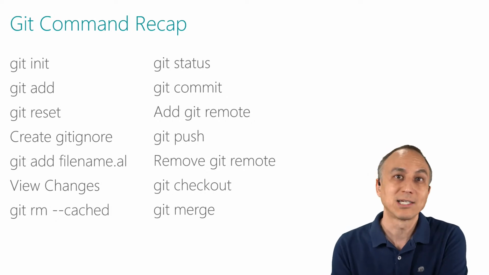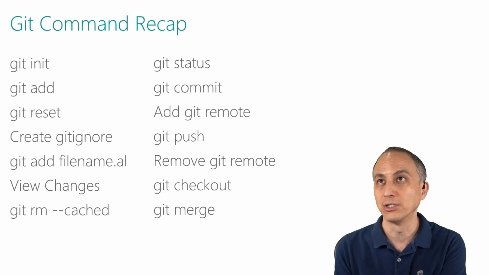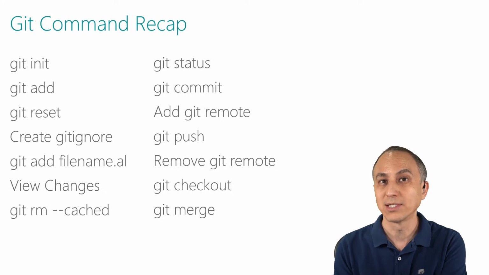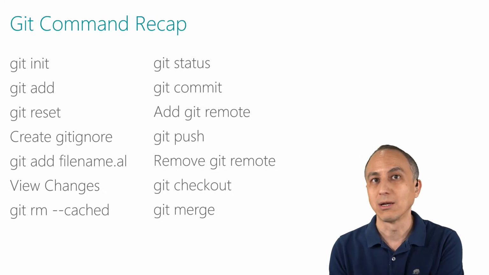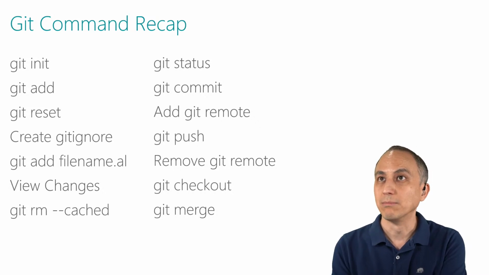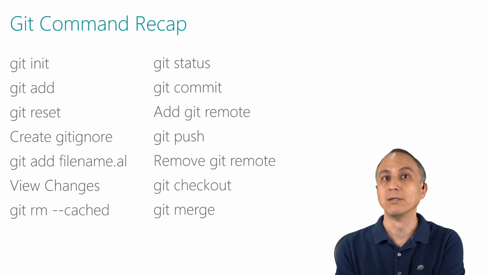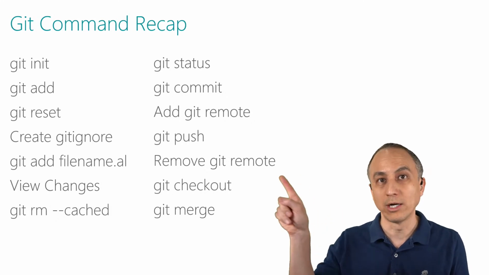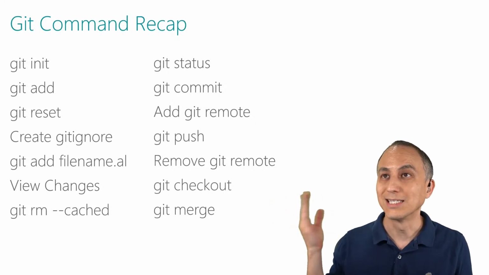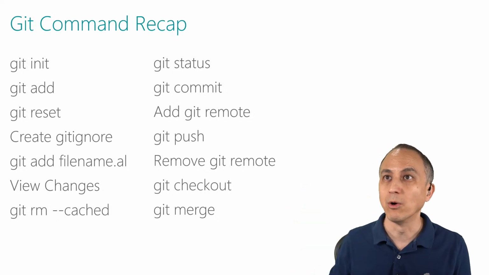Git rm --cached, that's the one you could do to pull out one file if you want from staged changes. Git status, that's where you can see what the status of all your files are. Are they changed? Are they committed? Are they staged? Git commit pushes them to commit with a message. Add git remote tells your local repository, where should I push this to, the remote repo? Then you do a git push to send them up. And yep, that's pushing them up to your remote repo.